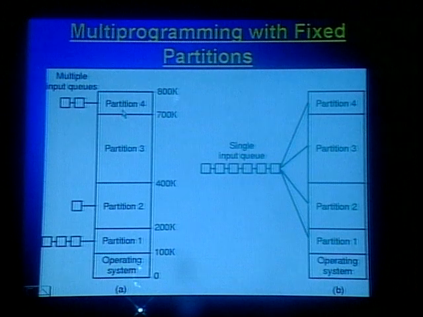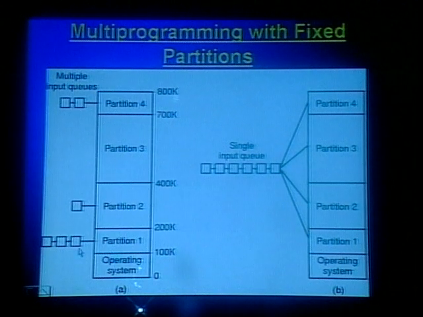Now, once we have fixed size partitions of our memory, we have to queue the jobs to be run in these partitions. We see these 3 jobs queued in front of partition 1, 1 job queued in front of partition 2, there is no job queued in front of partition 3, and we have 2 jobs queued in front of partition 4. It means when the existing job in partition 1 is completed, the next job in the queue is serviced in this partition.